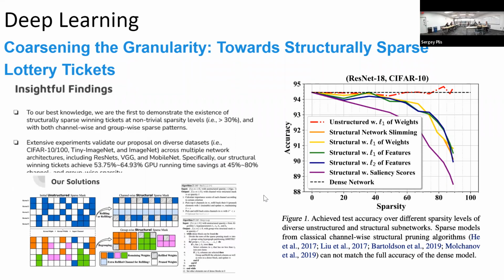It's more that they're solving two problems: computational efficiency, and they show lottery tickets in a sparse scenario. I think this is the main contribution.